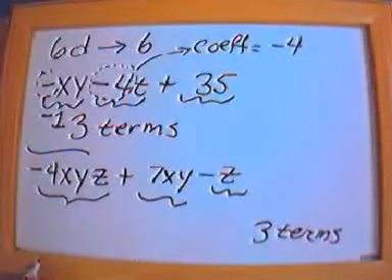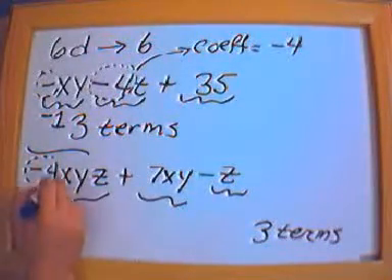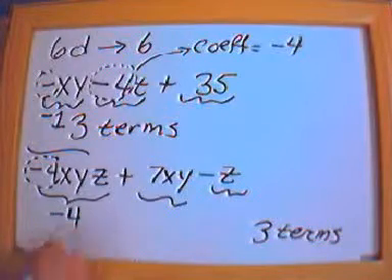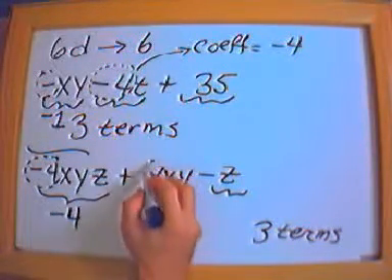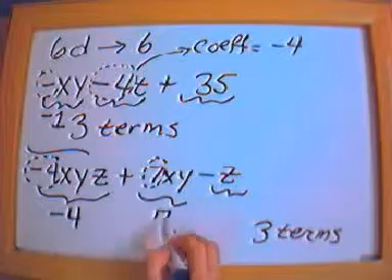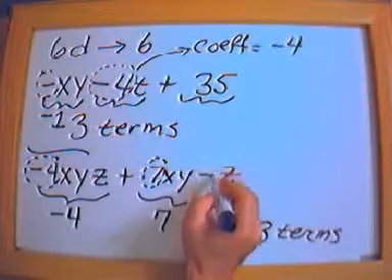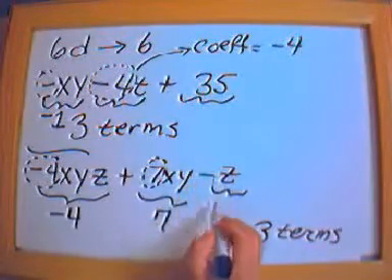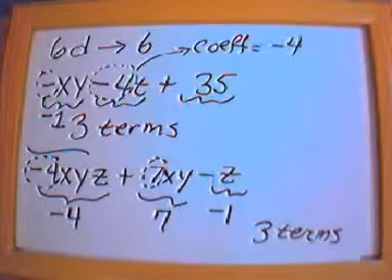What's the coefficient of this term? It's the leading number. The coefficient here is negative 4. What's the coefficient here? The coefficient of this term is 7. And what's the coefficient of this term? There's an implied minus 1 out here, so it's a negative 1.